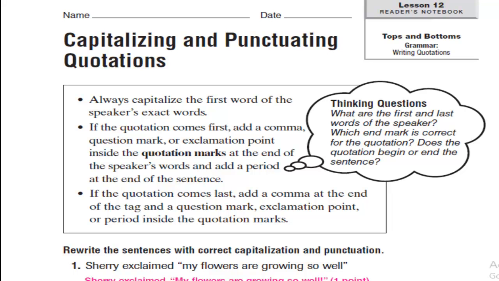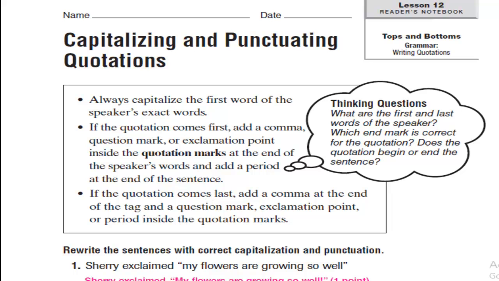Capitalizing and punctuating quotations. Always capitalize the first word of the speaker's exact words. Guys, you have to make sure that the first word is capitalized. If the quotation comes first, meaning the words of the speaker come first, add a comma, and at the end of the quotation add a question mark or exclamation point inside the quotation marks. Make sure it is inside the quotation marks at the end of the speaker's words, and add a period at the end of the sentence.